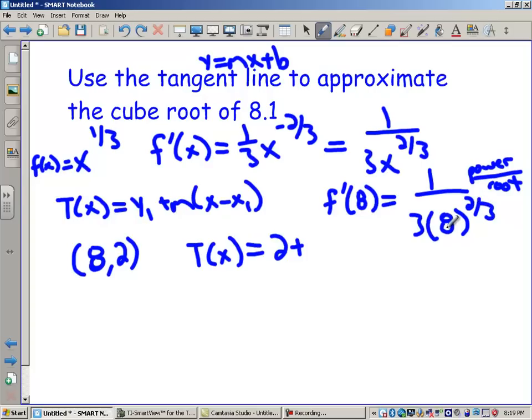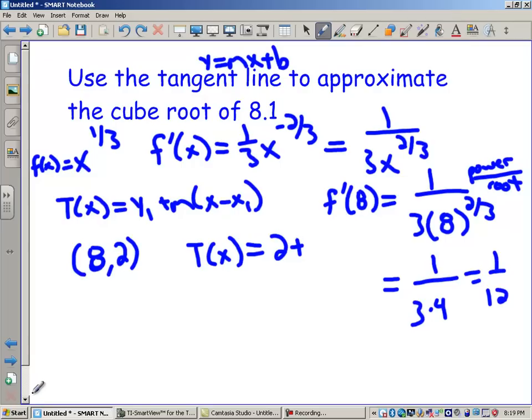You can do them in either order. I could do 8 squared and then the cube root of that, or I could do the cube root of 8 and then square it. Since you don't have a calculator, it's much easier to do the root first because it keeps the number smaller. So I've got 1/3 times the cube root of 8 is 2, and 2 squared is 4, and that's 1/12.